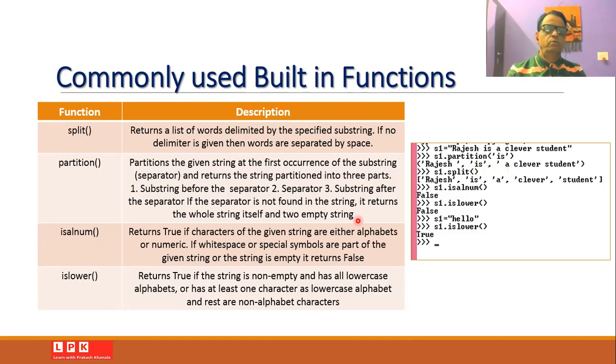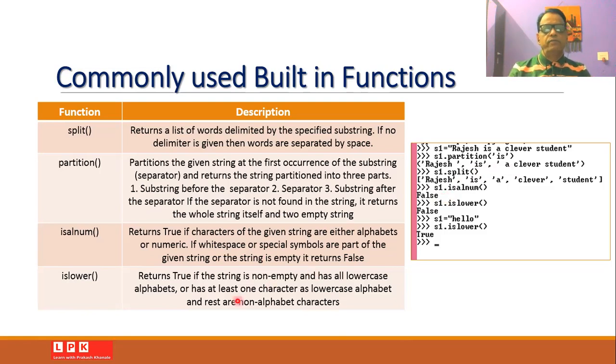Is alphanumeric is a function which will return us true if the characters of the given string are either alphabets or numeric. If white spaces or special symbols are part of the given string, or the string is empty, then in that case it will return false. For example, if I write S1 dot is alphanumeric, then I will get a result false. So this function is useful in order to determine whether the string contents are only alphanumeric or not.